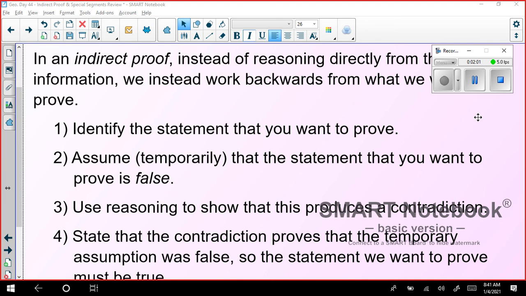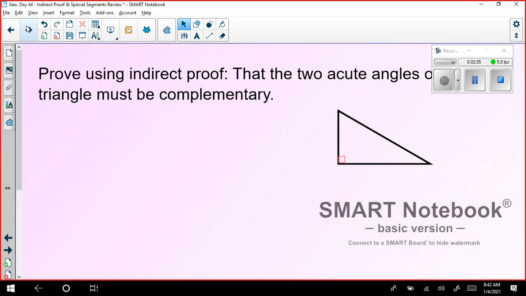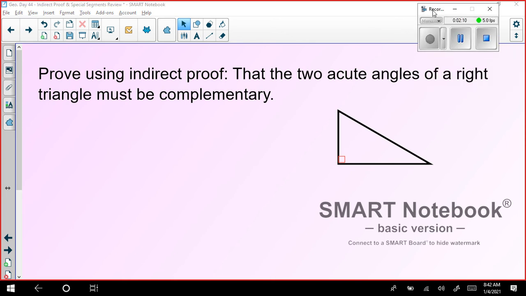Let's move on to our next slide. Prove using indirect proof that the two acute angles of a right triangle must be complementary. We want to prove that if we have a right triangle, then these two acute angles must be complementary. That's what we want to prove.